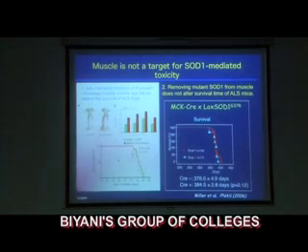Then we did the same approach, trying to increase the muscle mass in the SOD1 mouse model, and we observed more muscle here. However, there is no effect on disease survival of the SOD1 mice. And we have done another experiment, trying to remove mutant SOD1 from muscle. However, there is no effect on the survival of the SOD1 mice. So the muscle is not a target for SOD1-mediated toxicity, at least in our models.